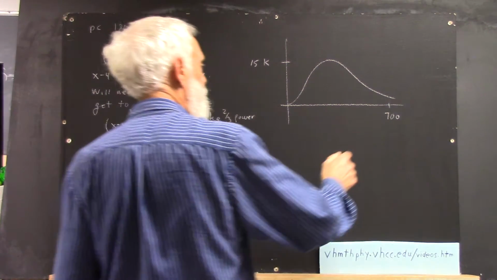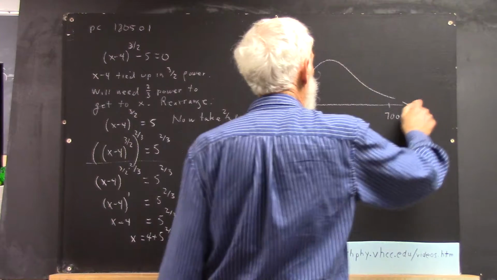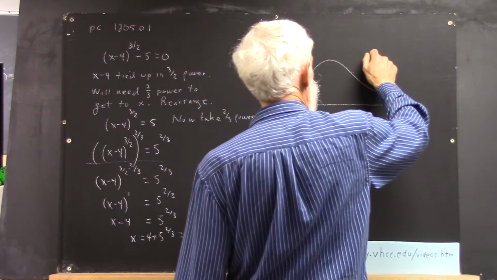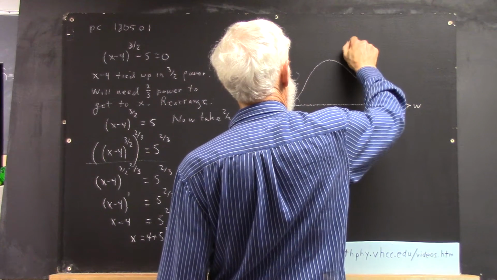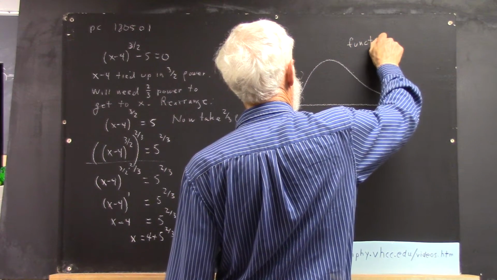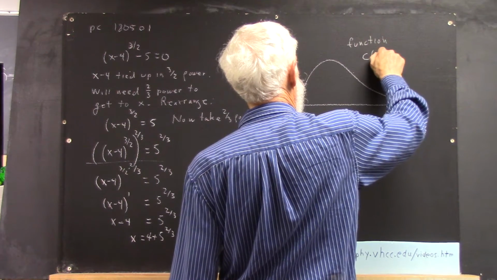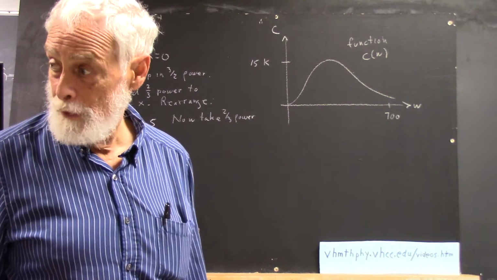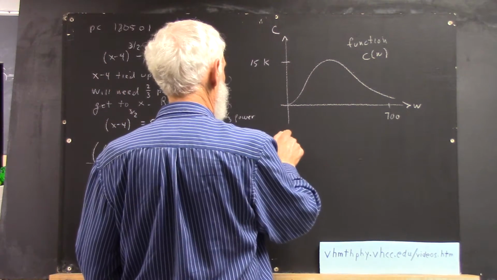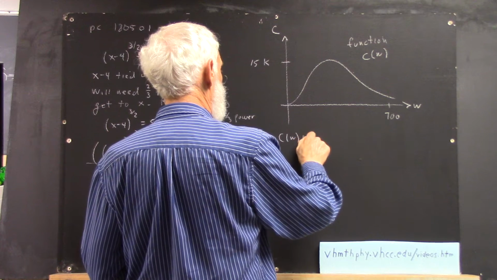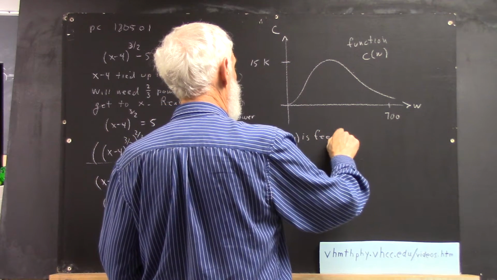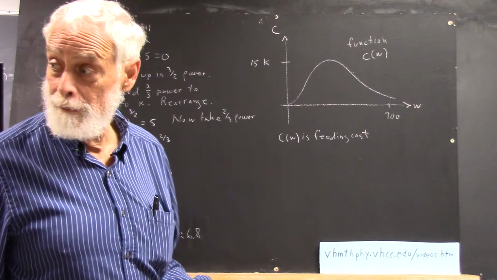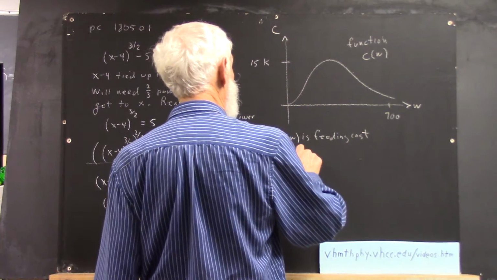Okay, so what we have here is W, and up here we have C. So this function, C of W, okay, and C of W is feeding cost, W is weight.